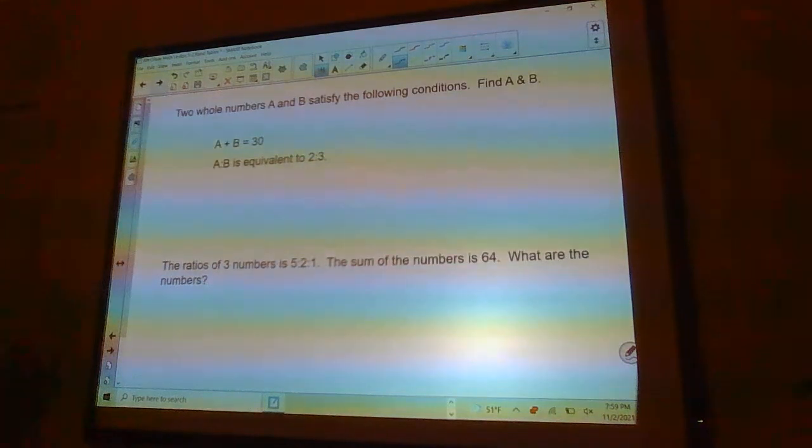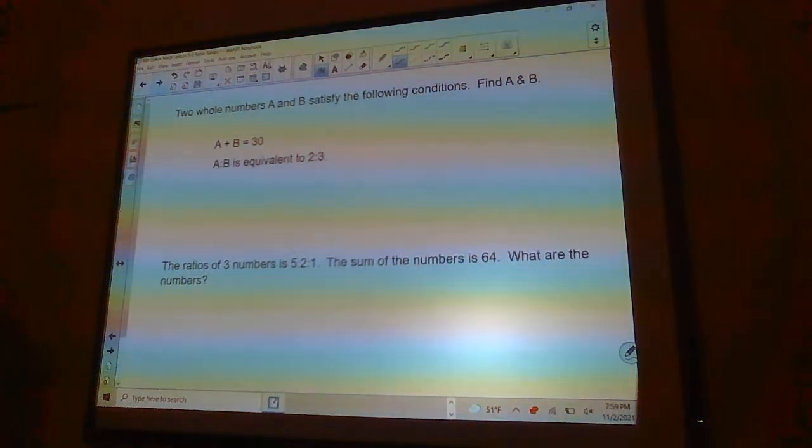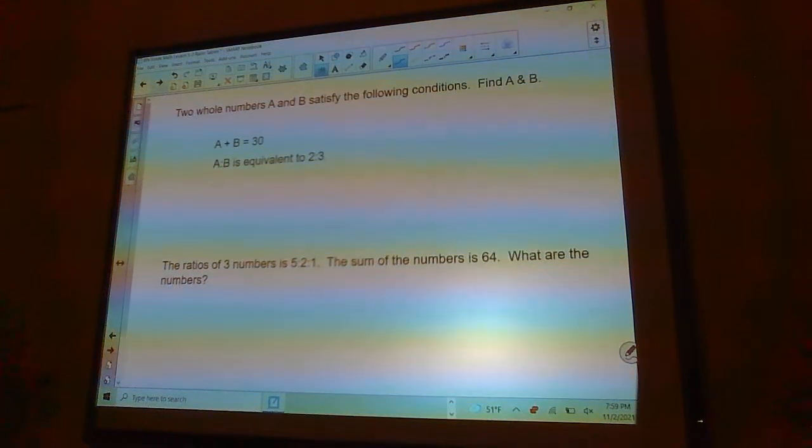Two whole numbers, A and B, satisfy the following conditions. Find A and B. So A plus B is 30, and A is to B is equivalent to 2 to 3.